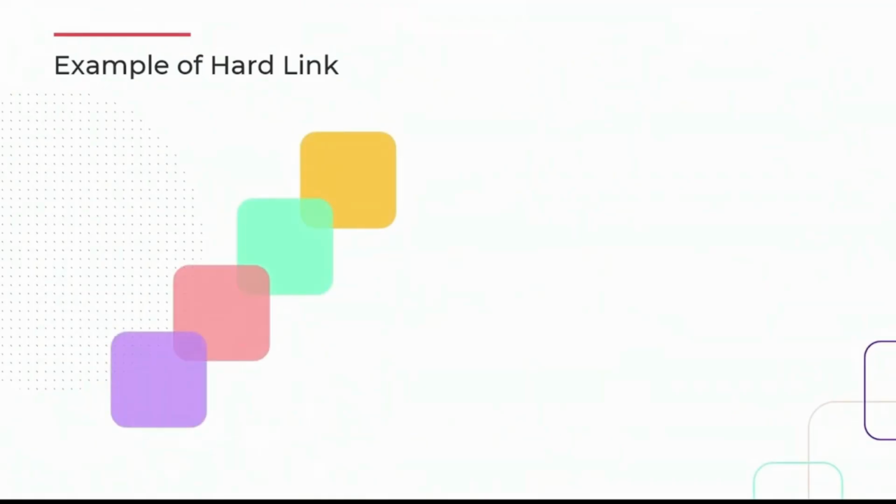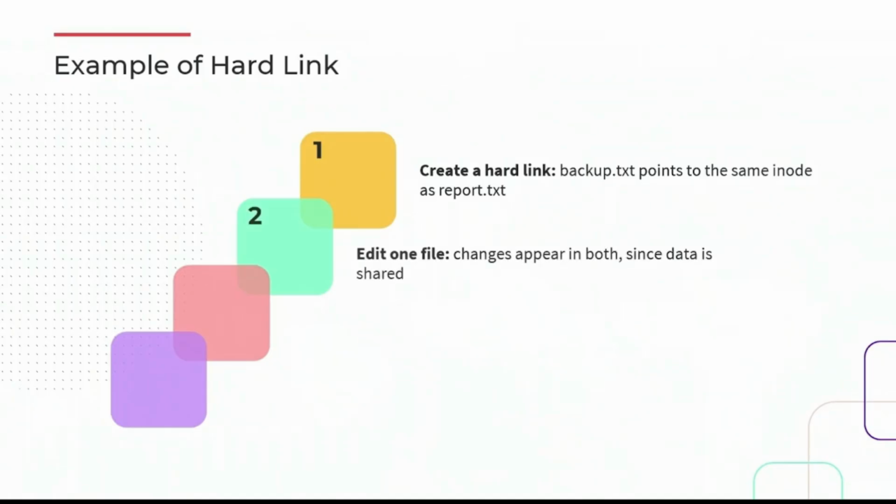Here's an example in plain language. Suppose you have a file called report.txt. If you create a hard link to it and name it backup.txt, both report.txt and backup.txt now point to the same inode. They're equal. There's no original and no copy. Both are the same file under different names. If you change the contents of one, the other reflects it instantly because the data is shared.